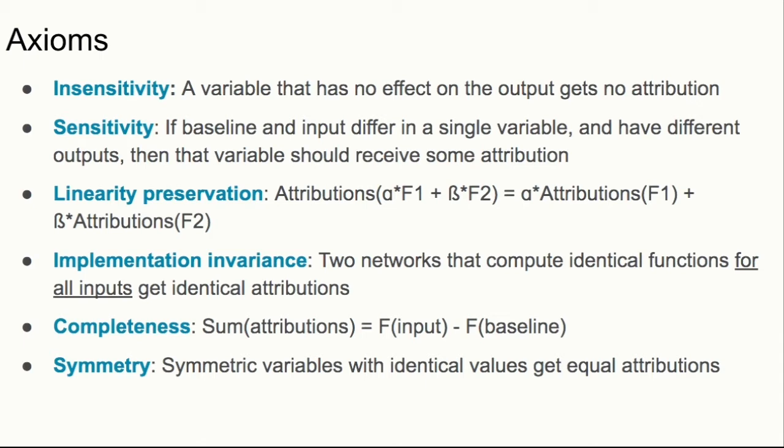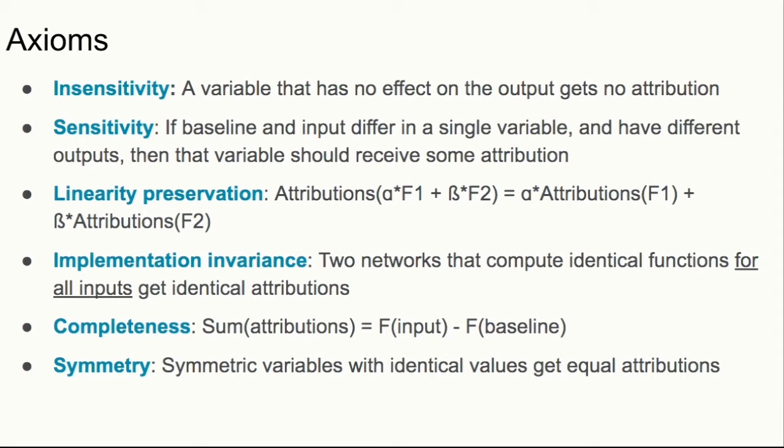Linearity preservation. If my network is expressed as a linear combination of two other networks, then attributing through this combined network should be the same as attributing through the individual networks. You can think of it as a multivariate function. So there's linearity preservation. There's implementation invariance. Two networks that compute the same function for all inputs should have identical attribution.